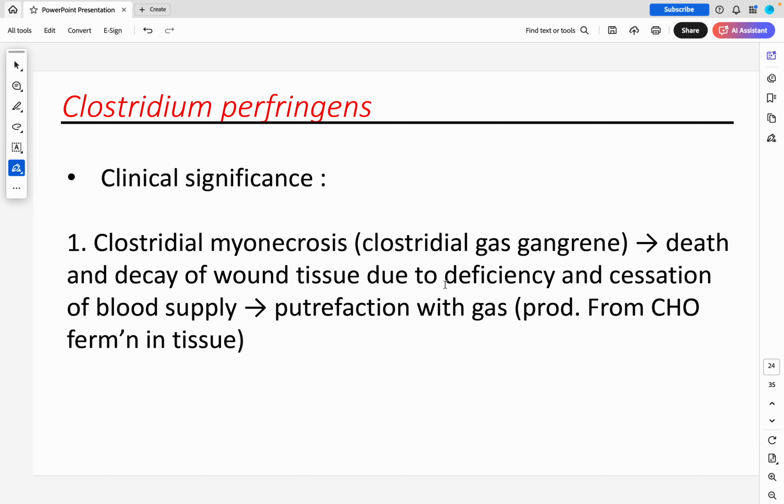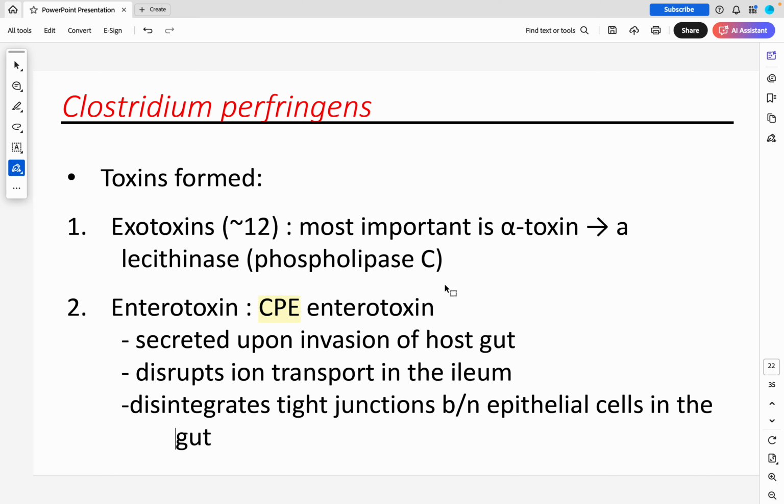Okay. Now, some of the diseases caused by C. perfringens infection. So we have Clostridial myonecrosis, so Clostridial gas gangrene, characterized by death and decay of wound tissue due to deficiency and cessation of blood supply. So there's putrefaction with gas, so there's sugar fermentation in the tissue. The sugars that are released during the destruction of soft tissue are fermented, providing an anaerobic environment, allowing C. perfringens cells to continue dividing or continue propagating.